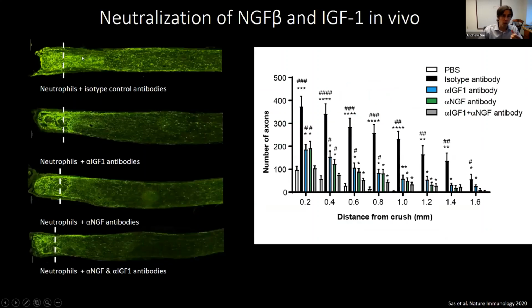Here are once again some longitudinal sections of those optic nerves, where the eye would have been here. The line denotes the crush injury, and this GAP43 staining shows regenerating neurons or axons past the crush site. If you inject the neutrophils with the control antibody, you still get nice regeneration. That's quantified over here. But if you inhibit either the IGF-1 or the NGF or both factors, you lose the amount of regeneration you get, and it has a synergistic effect on those RGCs.